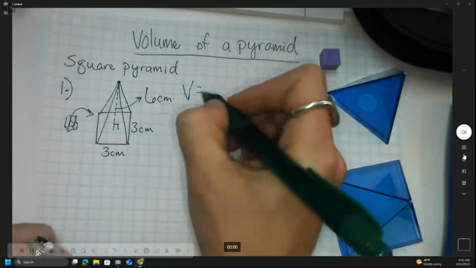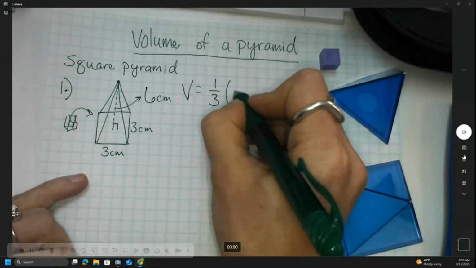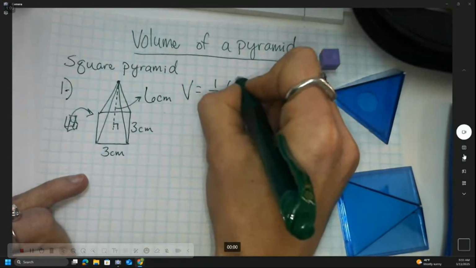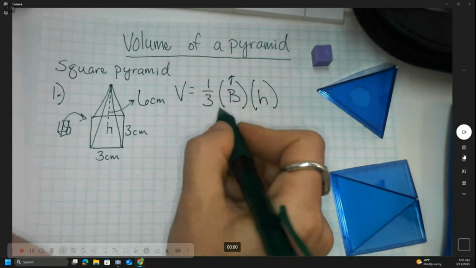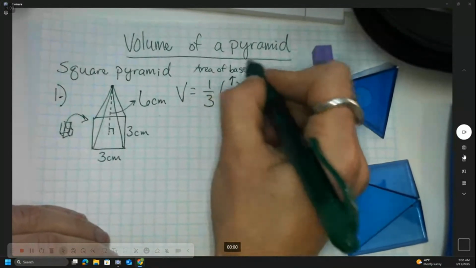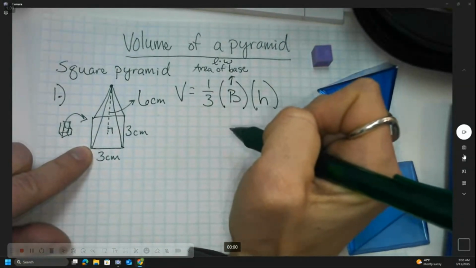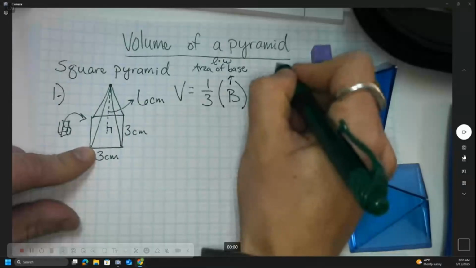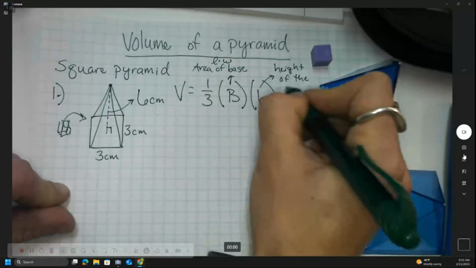So your volume for solving for a square pyramid is 1/3 times the area of the base times the height. So let's label that. I think you understand why we have to cut it into thirds. The big B here stands for the area of the base. In this case, the base is a square, so you're going to use length times width. H is the height, the true height, by the way, of the pyramid, which in this case is 6.